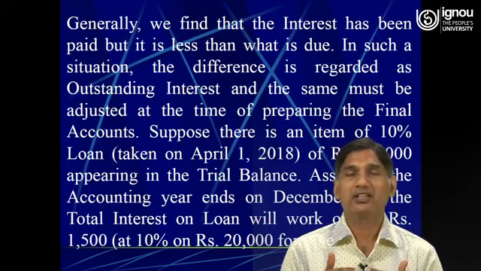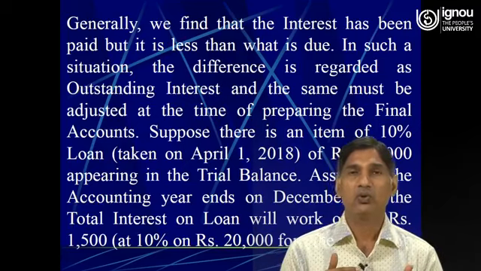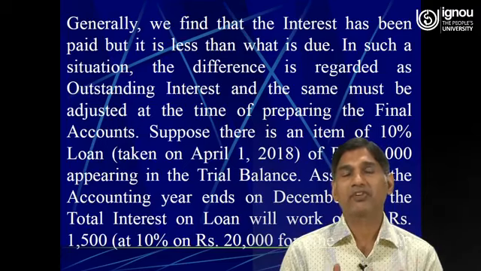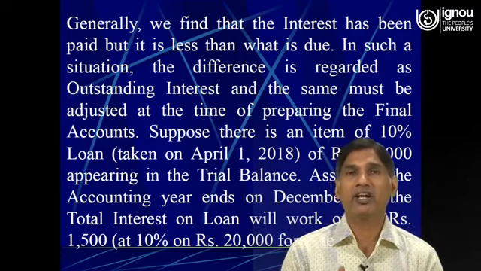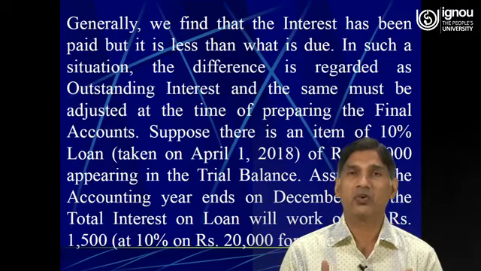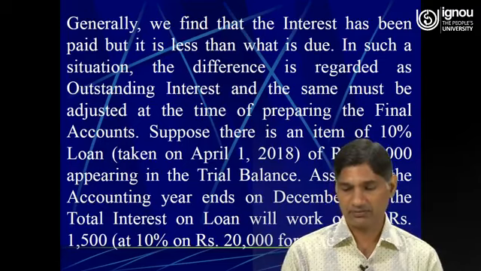So here, since we have taken the loan on 1st of April 2018, the loan has been taken after 3 months. Therefore, in the current financial year, we will provide the interest on loan for 9 months, which works out to be 1500 rupees at the rate of 10% on the amount of rupees 20,000.